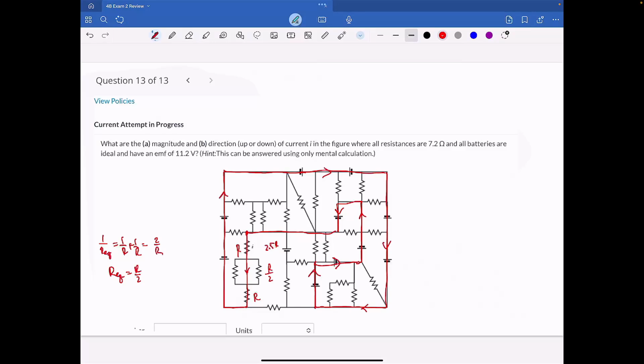Okay, so now what do I do? I march through and figure out whether I got a positive or negative battery. Starting here, coming down, I hit this first battery, positive or negative? Negative. Then this one's positive, positive, negative, positive, negative, negative, negative, negative, negative. Right? So now I just add them all up.